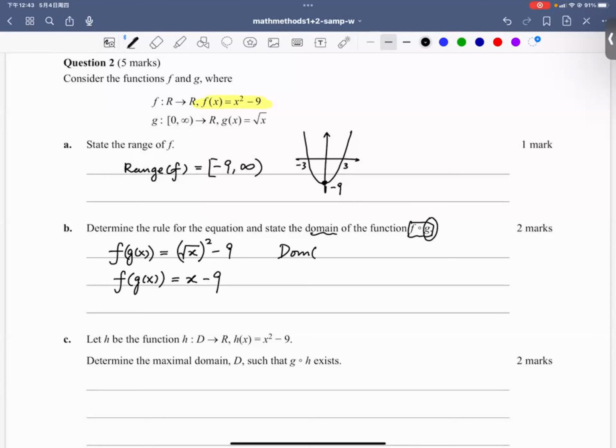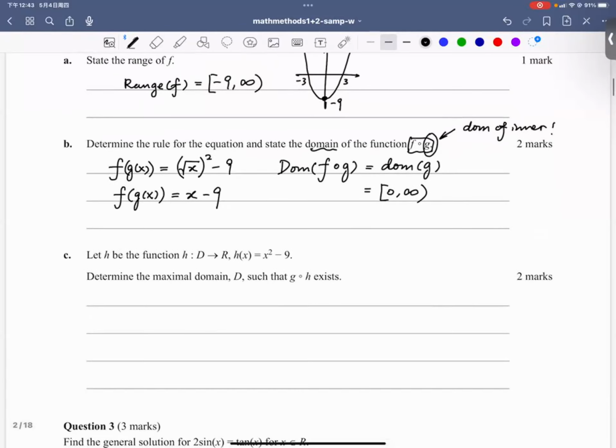Domain of f of g is domain of g, but it's not sufficient to write this line only. You need to specify what is domain g, okay? Domain g is 0 to infinity. So for a composite function, the domain of the whole thing is the domain of the inner function, okay?